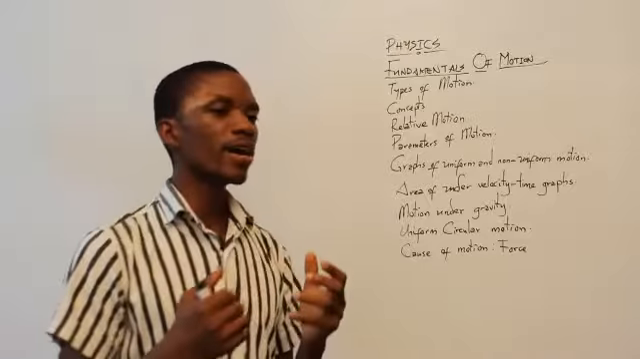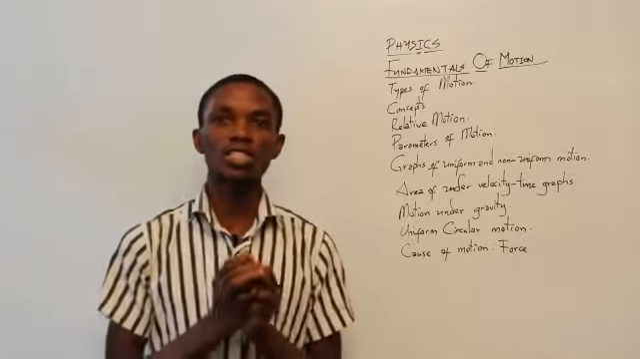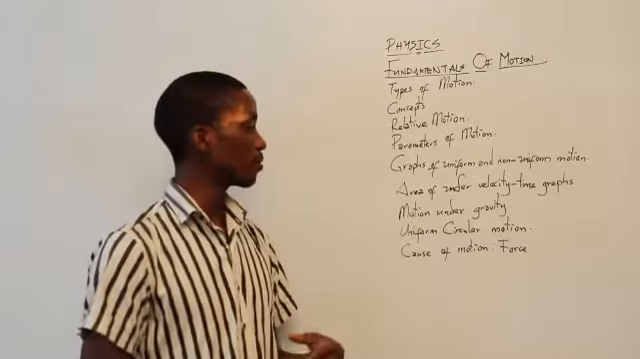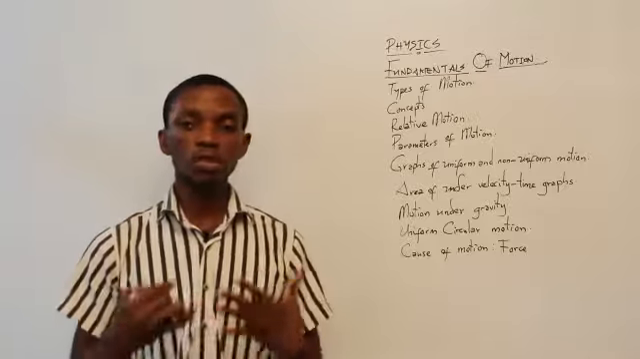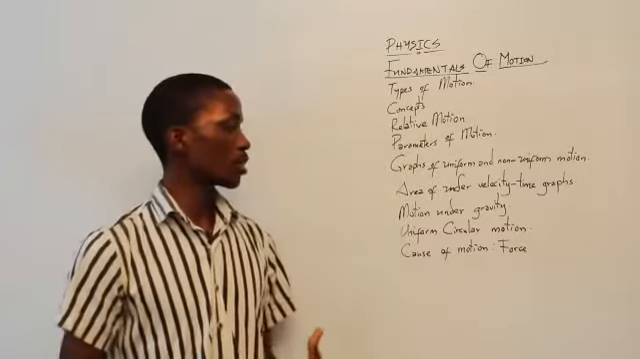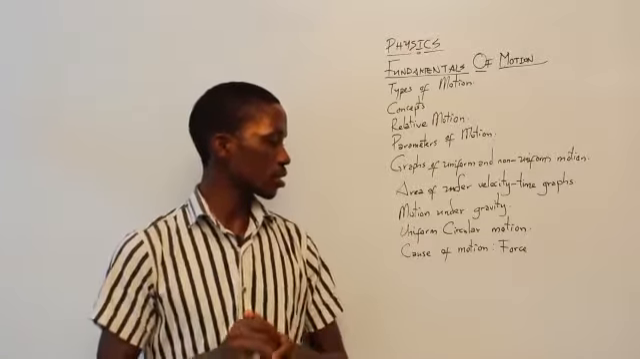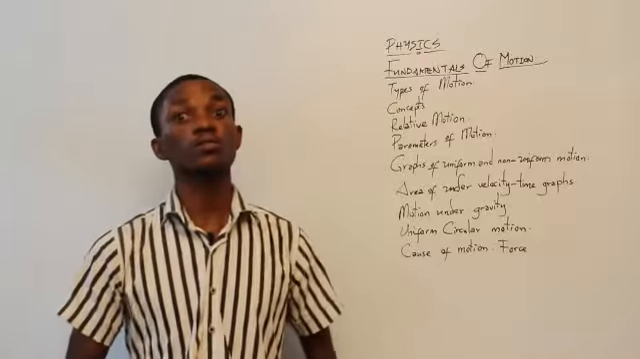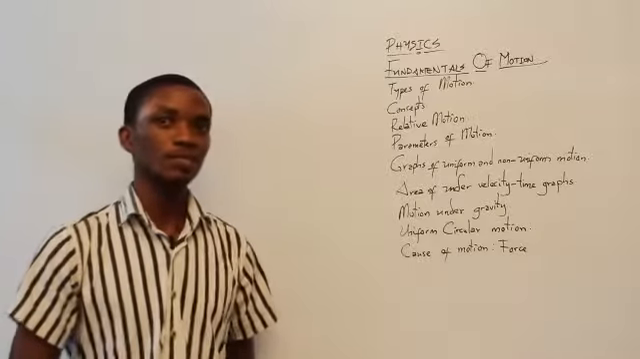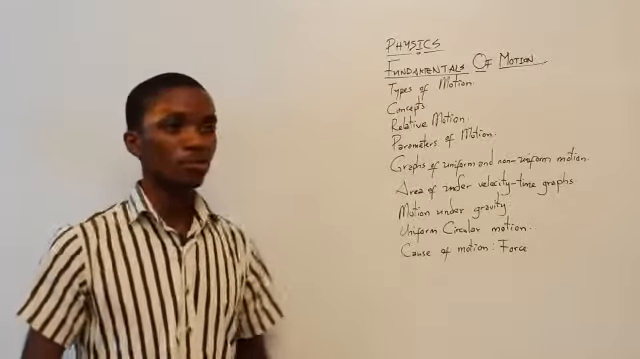We'll also talk about the area under the graph of the velocity time. That's the velocity time graph. And also take note of motion under gravity, uniform circular motion, and causes of motion. The ultimate cause of motion is force. So let's go on. Types of motion.